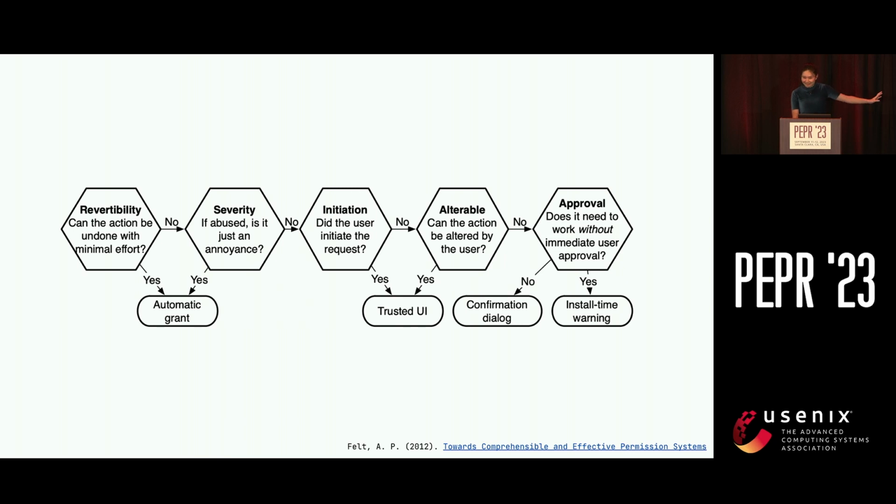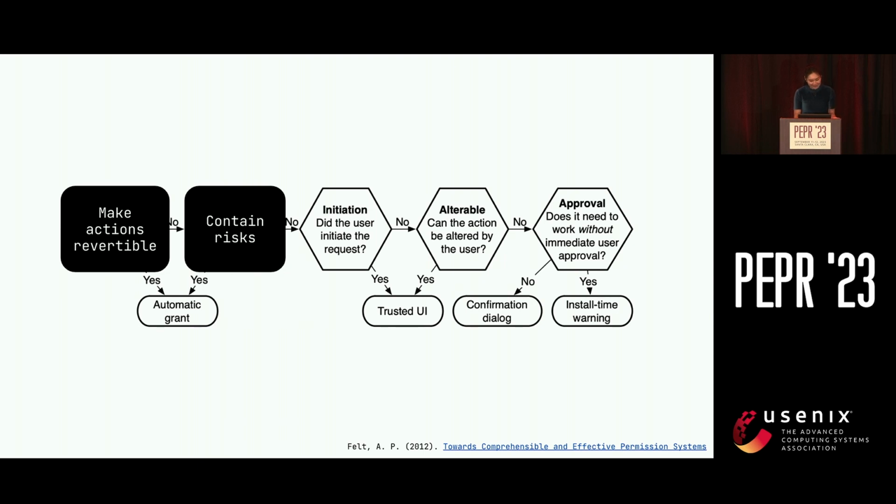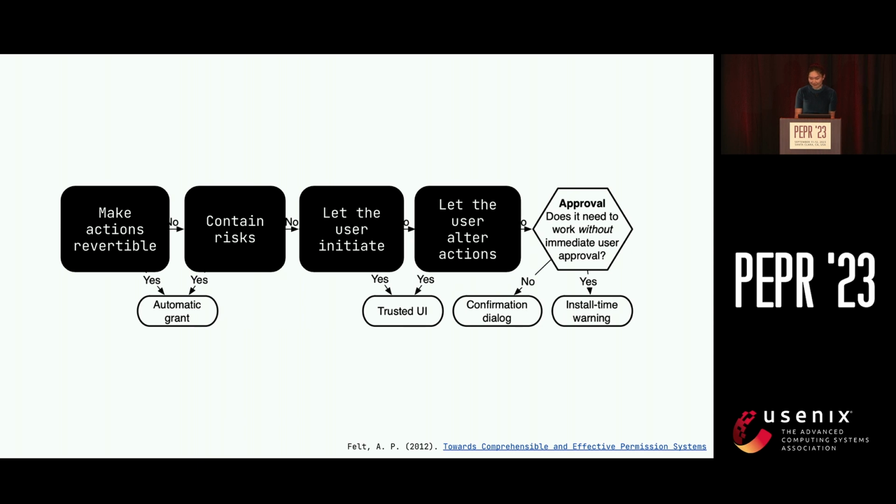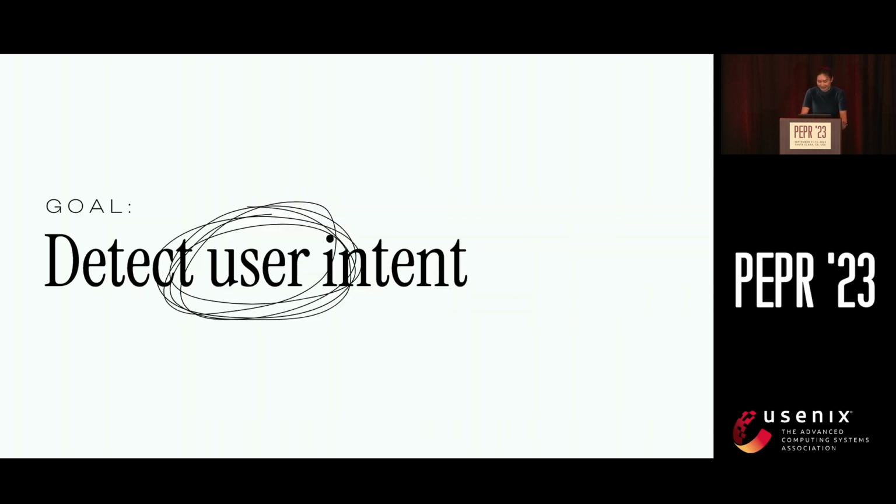So what if we designed earlier on? What if we made actions more revertible? We better contain these risks. What if we let people initiate the usage and let them alter things? I know this is super UX designer of me to say, but if the whole purpose of permissions is to get the user's intent, maybe we should consult with users earlier on.